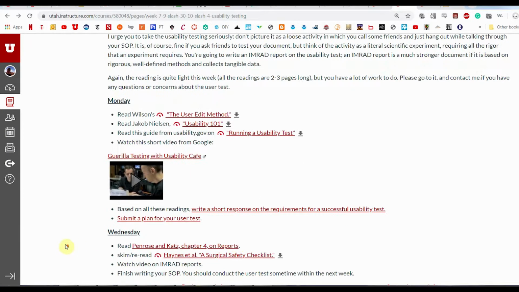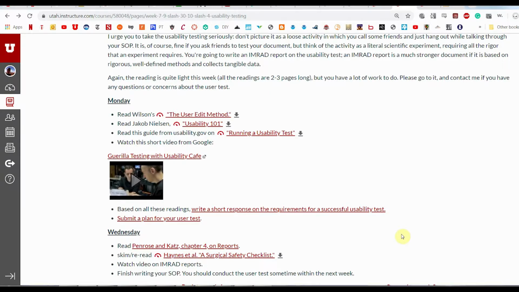So I am asking you to write a quick response on what is required for a good usability test, and I am importantly asking you to submit a plan for your user test. Tell me who you are going to test, where it is going to take place, what data you will record, and what questions you will ask of the user. And also think about interferences. What will your position be as the test is taking place?